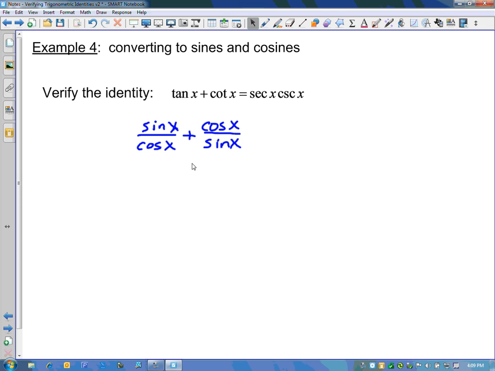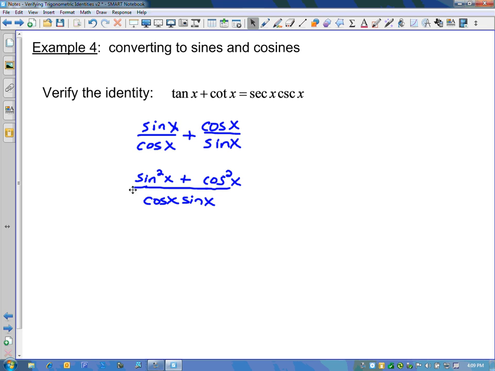So if we add the fractions and combine them into a single fraction, then we'll have one term. So I need a common denominator, which is cosine times sine. And when I multiply the left top and bottom by sine, the right top and bottom by cosine, I end up with this fraction. And we get a nice little cancellation opportunity here. Or in other words, we can use the Pythagorean identity that sine squared plus cosine squared equals 1.